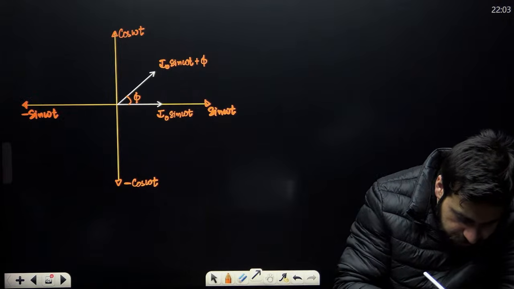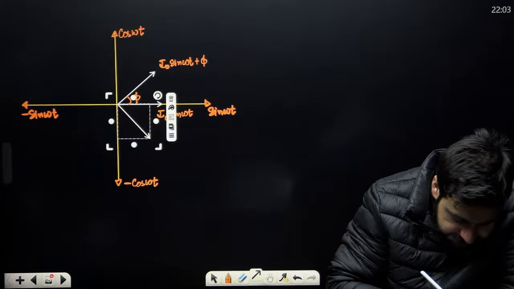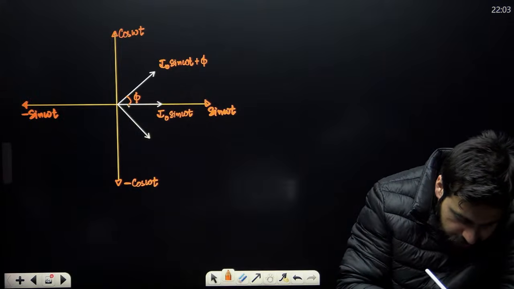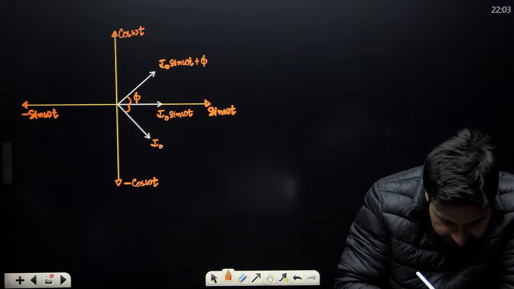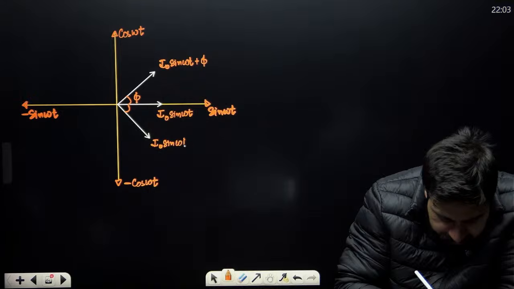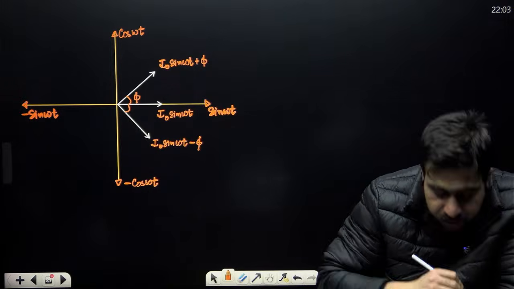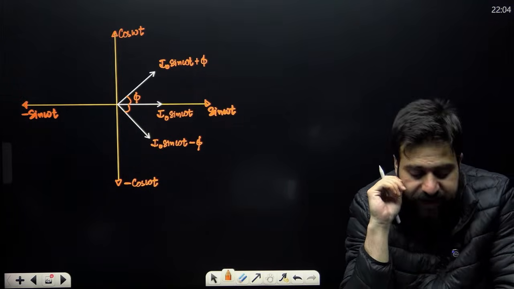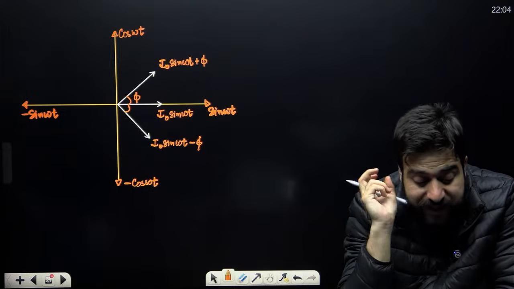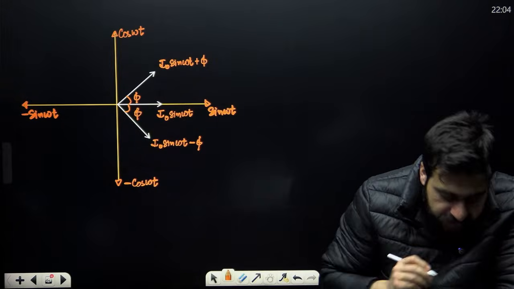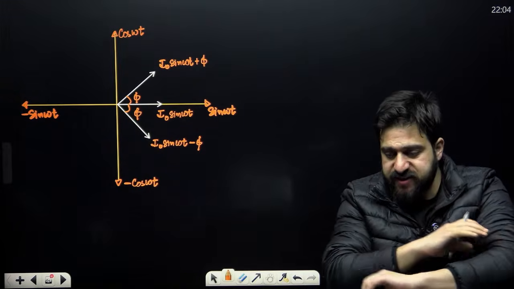And the third one you'll be making it like this. And this would be also phi. But this current would be I naught sine of omega t minus phi, because it is in lag phi. It lags sine omega t by phi. This angle is also phi. This is how you represent on phasor diagram.